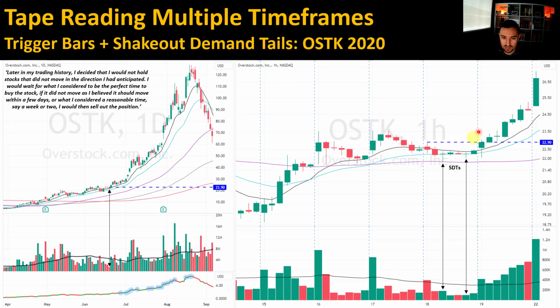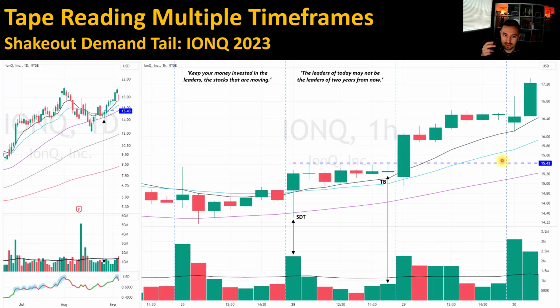So there'll be 7 bars, okay? So look at this here. Shakeout demand tail, intraday to mark the lows. And what do you notice about the volume? There's not much volume coming through. What does that tell you about supply? Not much supply. So this is how you can deconstruct the bar from a higher time frame onto the lower time frame. This is IONQ.